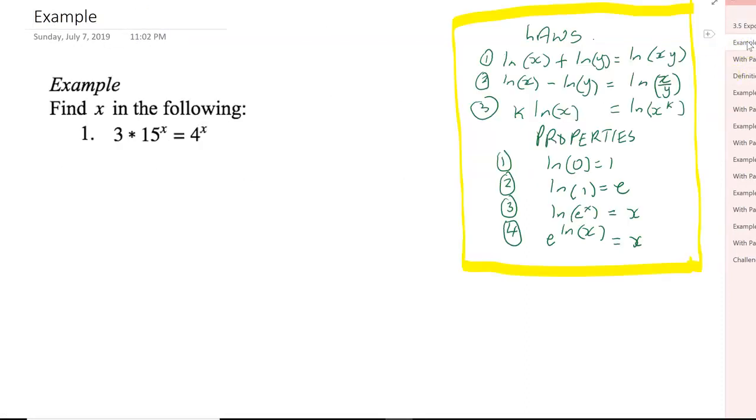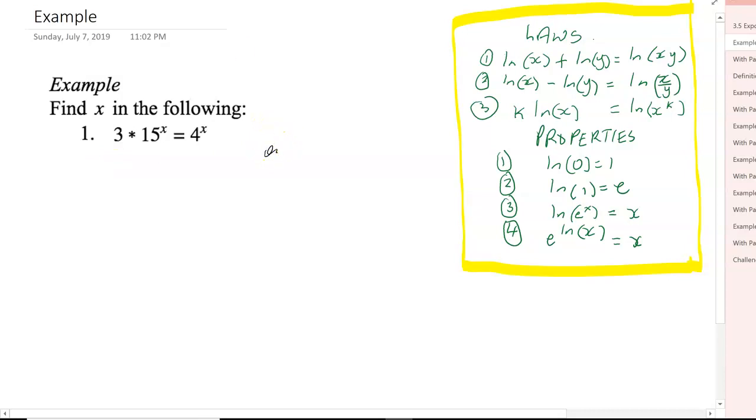First of all, here's a question that says 3 times 15 raised to the x equals 4 raised to the x. Now, in order to do a problem like this, we must remember our laws of logarithms and the properties of logarithms, which I wrote here to the right side. Since these are raised to some power, in order to get to the x, you might want to apply a log. An easy log to apply is the ln. So let's apply ln to both sides and see what happens.